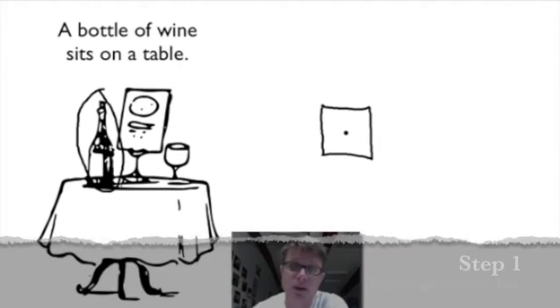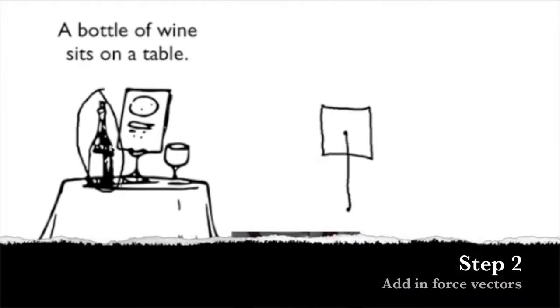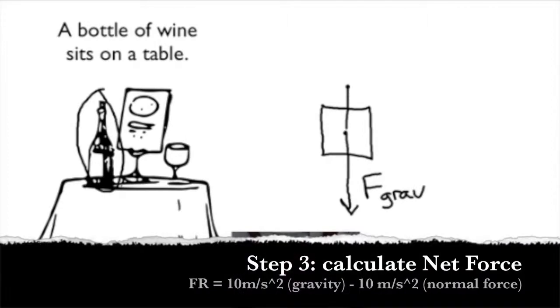After that, we add in the force vectors. Now, since it's not moving, there's only two. The force vector for gravity, and then normal force, which is going in the opposite direction. This is because of Newton's third law, which states that for every action, in this case gravity, there is an equal reaction going in the opposite direction, which is normal force. This is why the bottle of wine is perfectly still.